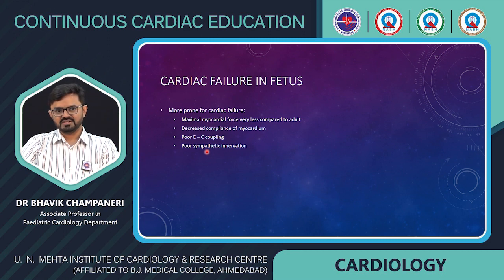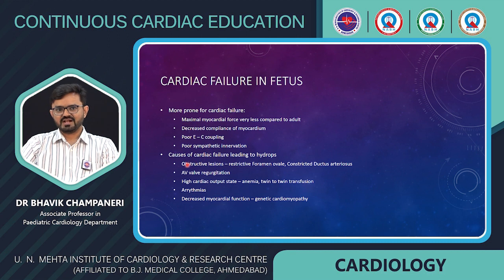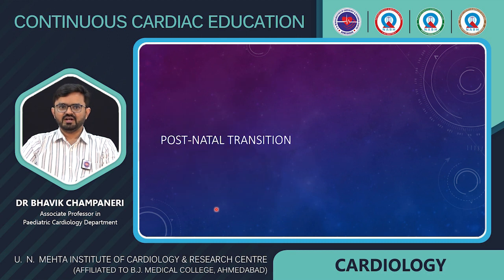These are the causes of cardiac failure which lead to hydrops, which include obstructive lesions at the level of the foramen ovale or ductus arteriosus, atrioventricular valve regurgitation, high cardiac output states like anemia or twin-to-twin transfusion syndrome, arrhythmias, and decreased myocardial function in case of genetic cardiomyopathies. These are the various causes of fetal heart failure which eventually lead to hydrops fetalis.